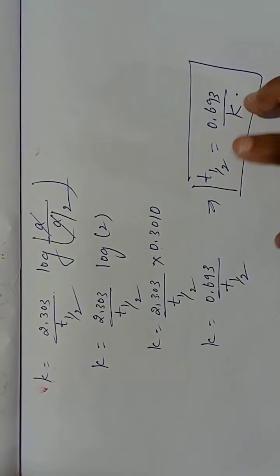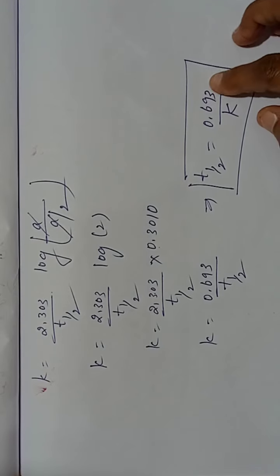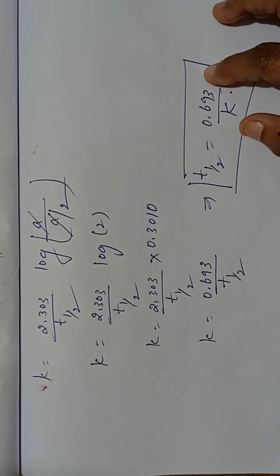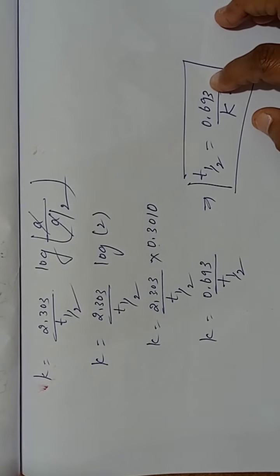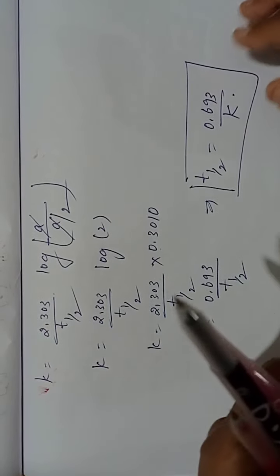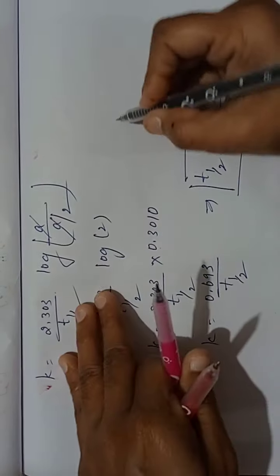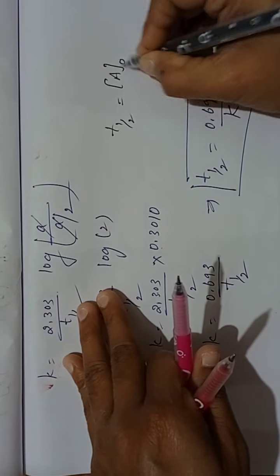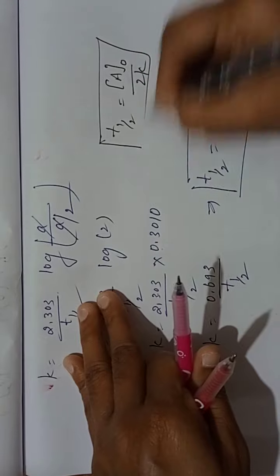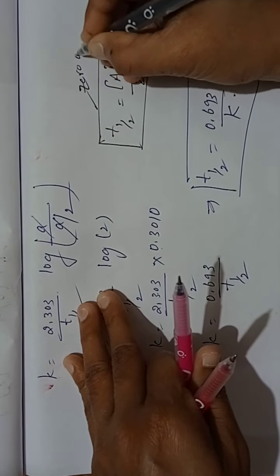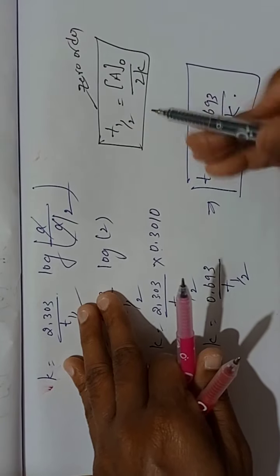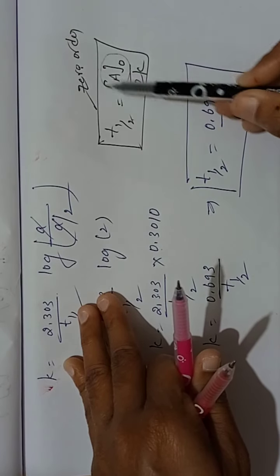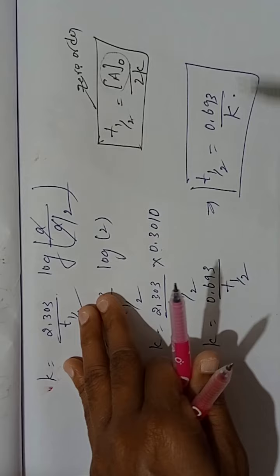Now see students, in the half-life, is there any reactant concentration? Is the initial concentration of the reactant there? Is an A naught term there? Not there. Are you clear? But for the zero order reaction half-life, what is it, students? t half is equal to A naught by 2k. Correct? This is the zero order half-life. So in zero order half-life, an A naught term is there. Here an A naught term is there, here not there.